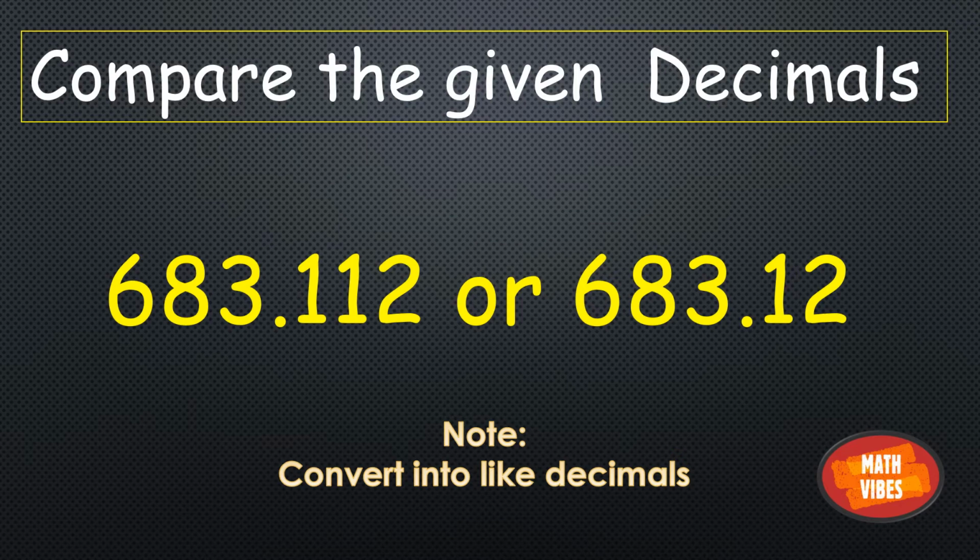Let's look at another one. Now the numbers are 683.112 or 683.12. And I've already told you that whenever you are comparing decimals, your first step will be to convert unlike decimals into like decimals. They have to be like, then only you can compare. Now I'm telling you why it is compulsory to convert them into like decimals.